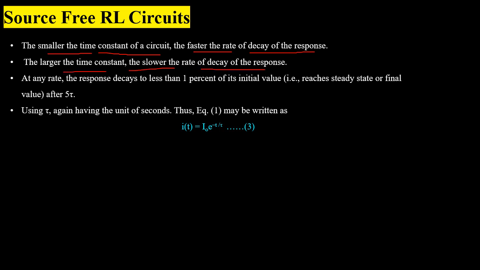At any rate, the response of the circuit decays to less than 1% of its initial value, which means that it will reach its final value after a time of 5 time constants. Now using the time constant tau, equation 1 can be written as: the inductor current i(t) will be equal to I0 multiplied by e to the power minus t divided by tau.